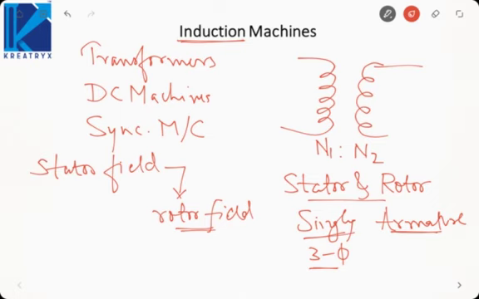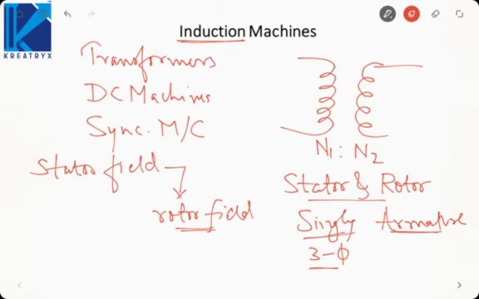Like in case of a synchronous machine, what was happening? We were applying a DC source on the rotor. So that was generating the rotor rotating magnetic field. And we had a three-phase supply on the stator that was generating the stator magnetic field. So both the fields were independent of each other and both rotated at the same speed, that is the synchronous speed. Here we are applying only one magnetic field and the other field is getting generated from the first field. That is how an induction motor works.